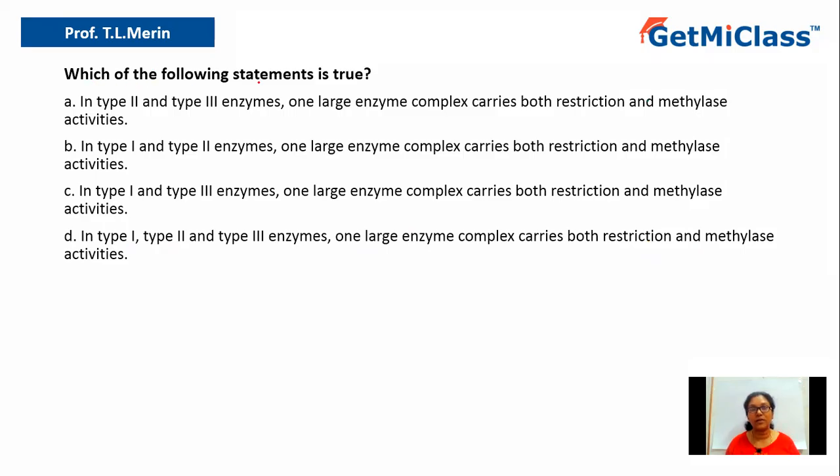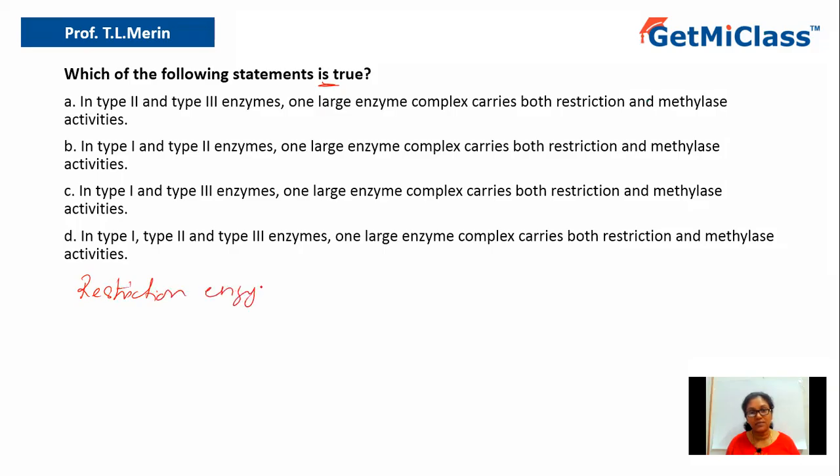So let us understand the question. It says which of the following statements is true? So we have to look for the correct statement. So let us see the first one. First one says in type 2 and type 3 enzymes, one large enzyme complex carries both restriction and methylase activity. So what are they talking about? Type 1, type 2, type 3? They are talking about restriction enzymes.